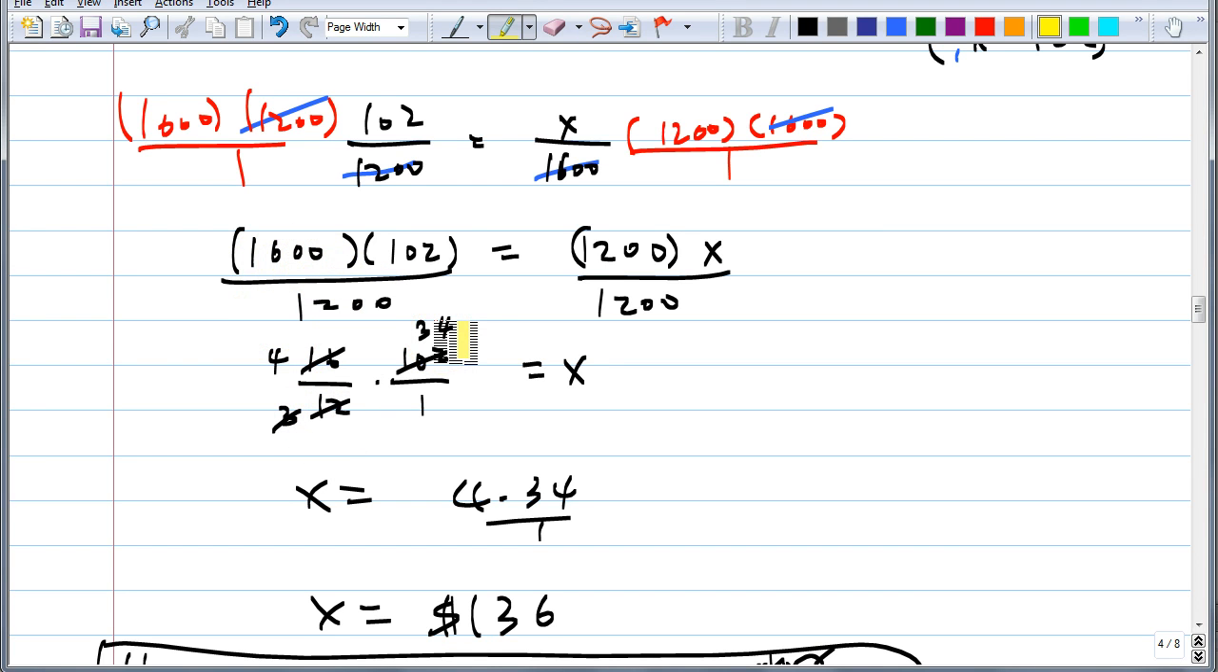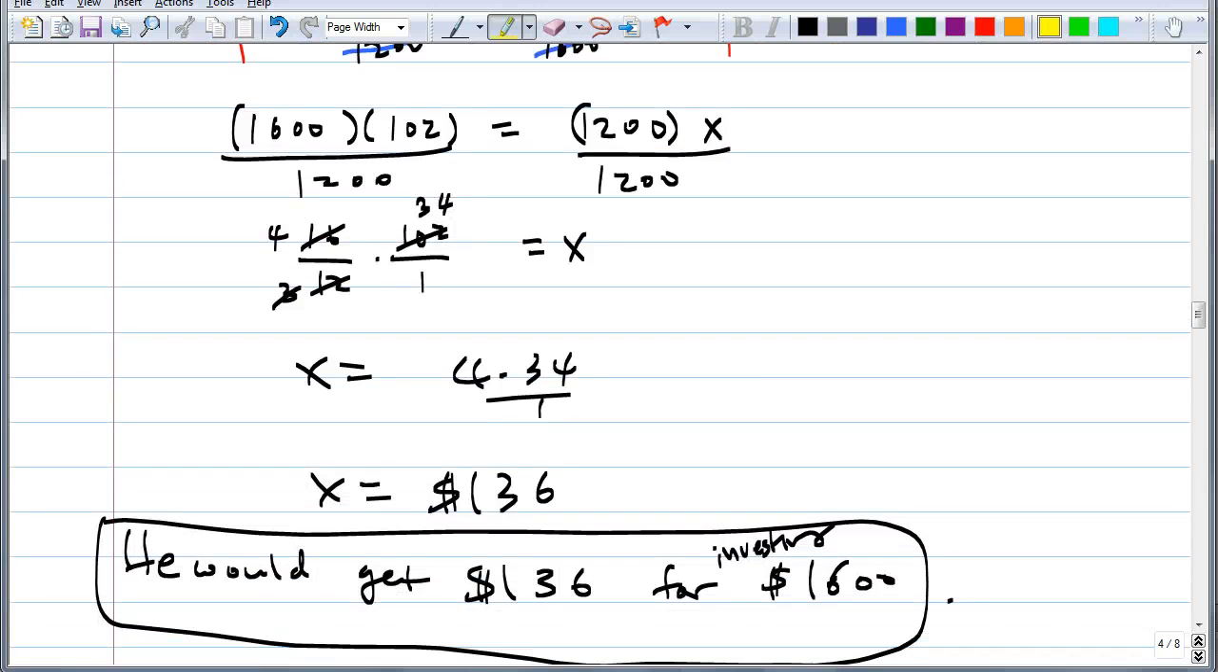The other way to do it is you multiply them out and then divide, but which is easier? If you have a calculator. Well, you can't use a calculator. So there you go. Now, does it make sense? Was it more than $102 that we expected? Yeah, it came out more than that. Does this make sense? Obviously, if you invest more under the same condition, you will get more money.